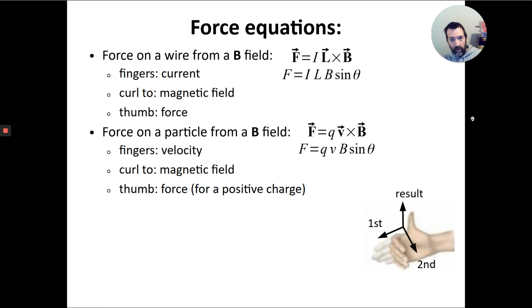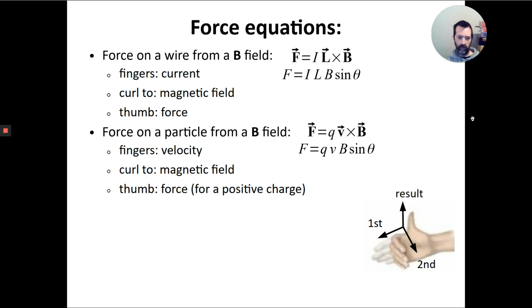Some students like to use their right hand for positive particles and their left hand for negative particles. If you can do that consistently, then that's fine. That will work. You can use your left hand instead for negative particles. Personally, I use my right hand all the time, and I just explicitly think about the charge at the end. So after I get my thumb direction, I think, okay, was this positive or was it negative? And then I either stick with the direction I got or I flip it around.